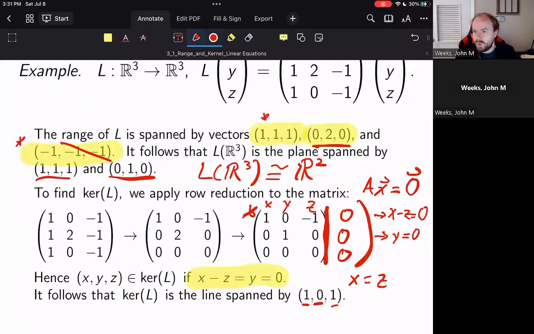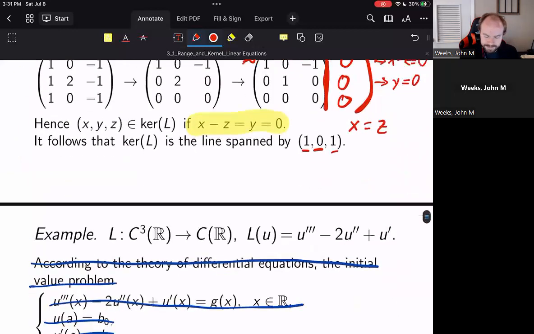So (1, 0, 1) would work, (2, 0, 2) would work, (-1, 0, -1). The kernel of L will be spanned by any of these vectors, right? Or rather, it is the line spanned by any one of the vectors that I was mentioning before.